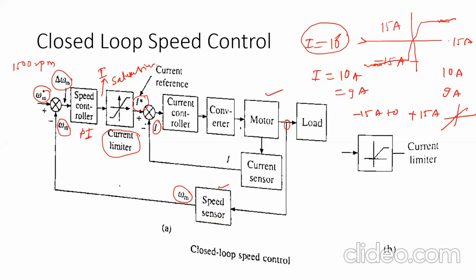If you want to accelerate the machine, we have to set the value of current and we have to check whether the same current is flowing through the motor or not. So I star is compared against the actual motor current. Again the error is given to the current controller. Again, in the simplest form, it is a PI controller.